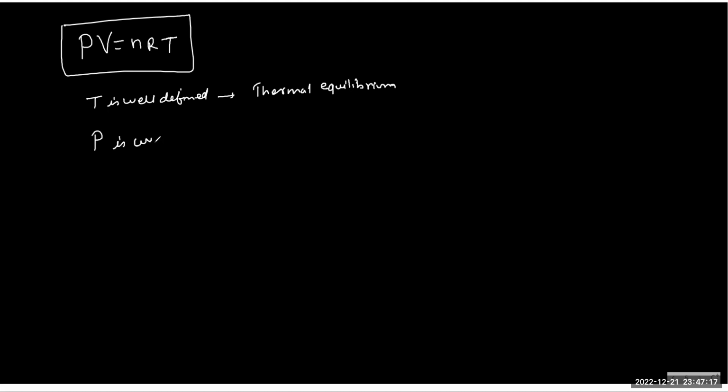P is well defined. When we say P is well defined, this has to do with Newton's laws of motion. And this is called mechanical equilibrium. The rate at which cluster 1 is transferring momentum to cluster 2, at the same rate cluster 2 is transferring momentum to cluster 1. Understood?